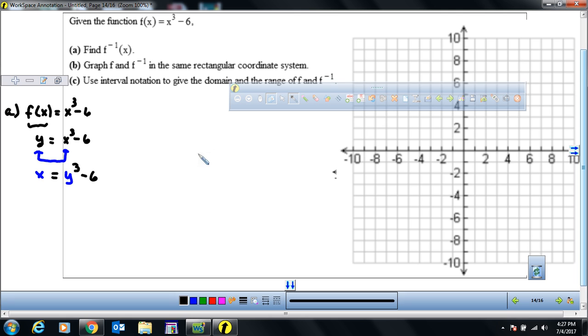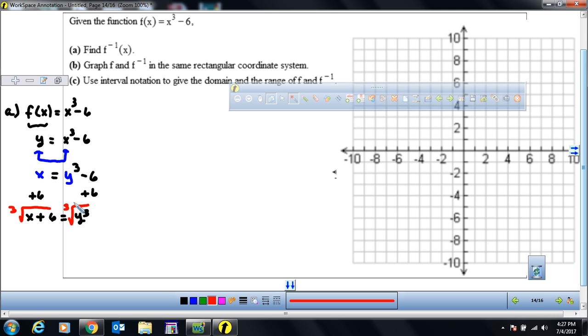And the last step here is that we need to solve for y. So how do we solve this for y? I need to first move the 6 over to the other side. So we're going to get x plus 6 equals y raised to the third power. And what did I mention? The opposite operation of the exponent is going to be the root. So in order for me to simplify the third power, I need to take the cube root on both sides of this equation.